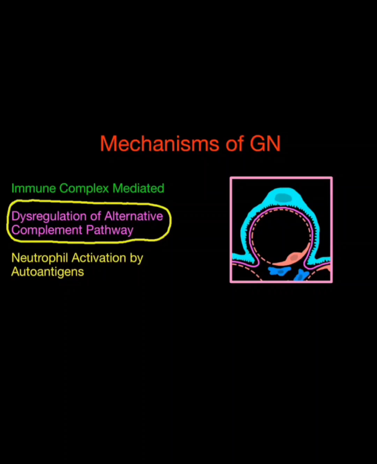With immune complex-mediated disease, we did talk about complement briefly, and when an antibody mediates the complement pathway and activates it, that's through what we call the classical pathway. But there's this other thing called the alternative complement pathway, which does not require immune complexes.